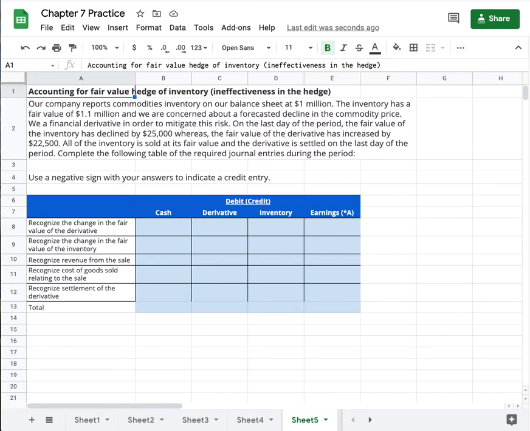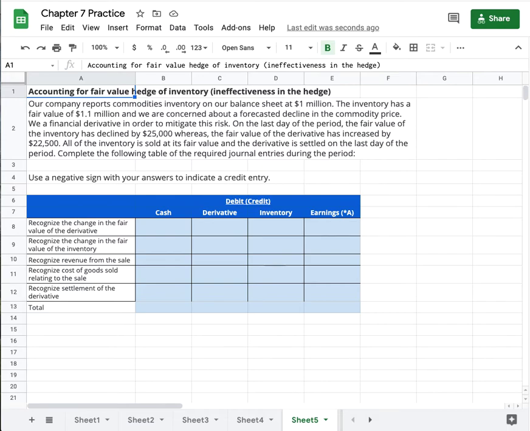Fair value hedge of inventory. Our company reports commodities inventory on our balance sheet at $1 million. The inventory has a fair value of $1.1 million, and we're concerned about a forecasted decline in the commodity price. We have a financial derivative in order to mitigate this risk.